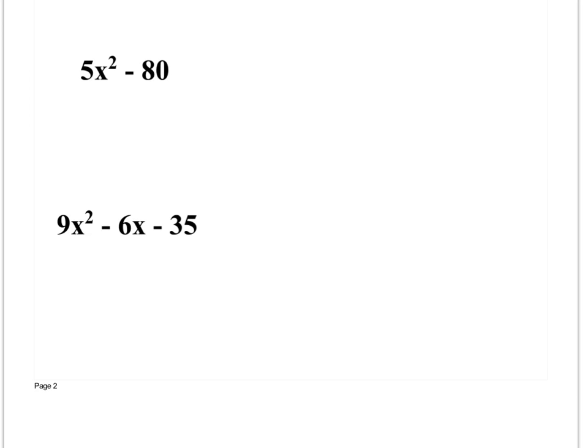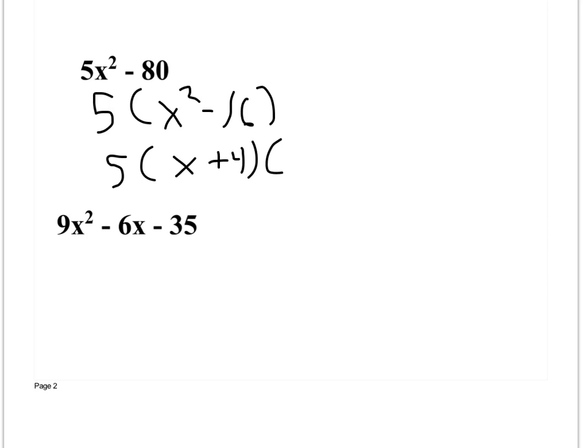All right, so all we're asked to do is factor. You have 5x squared minus 80, so I can factor a 5 out. I'm left with x squared minus 16, which is the difference of squares. We know that from yesterday, which is x plus 4, x minus 4. And there's my answer.